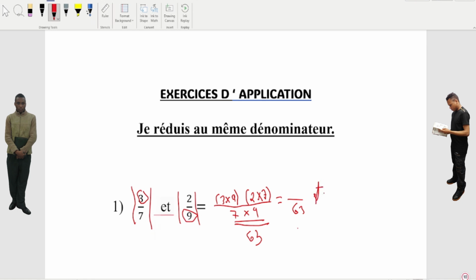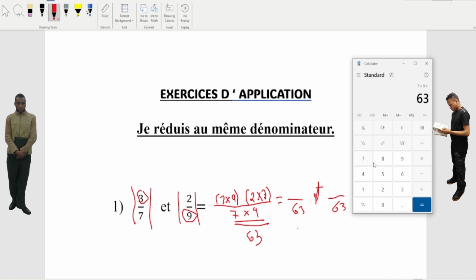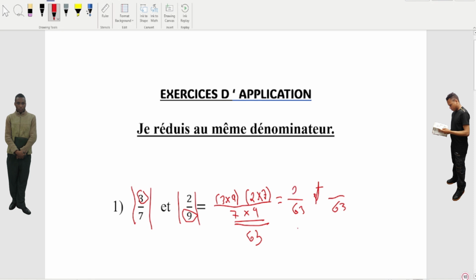Now, this part again, 63, we're going to put right here. Now, 3 times 9 equal what? Simple math. We don't have to use the calculator. You can do it in your head. 3 times 9 equal 27. It's really simple. Okay? 27. Now, 2 times 7 equal what?